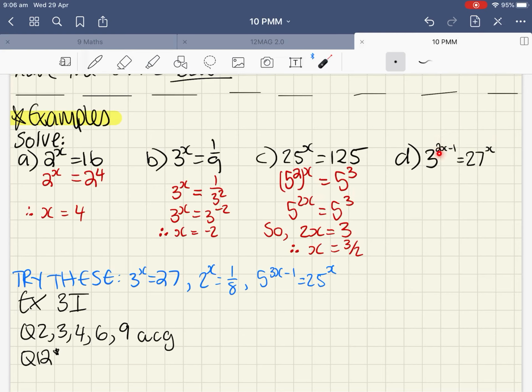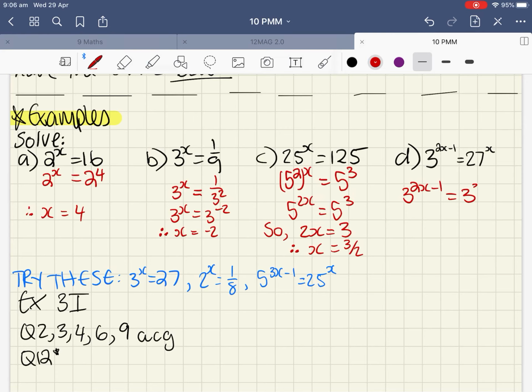Finally, we have something tricky like this now. We have 3 to the power of 2x minus 1, so we actually have an equation in our index, or in our exponent, equals 27 to the power of x. Well, the great news is that I can see I've got a base of 3 here, and unfortunately 3 is a prime number, so I can't really divide it by anything like I could with 25. But 27, I know that's 3 cubed. So let's work with this for a moment.